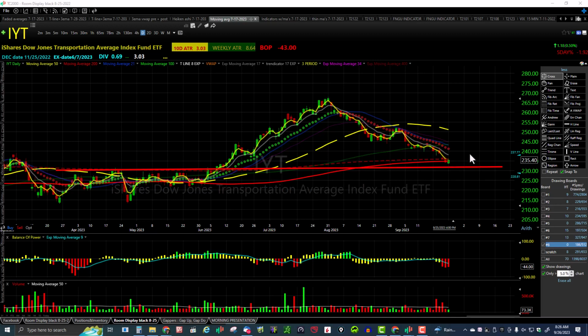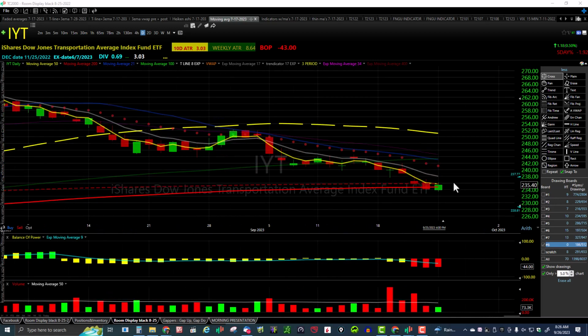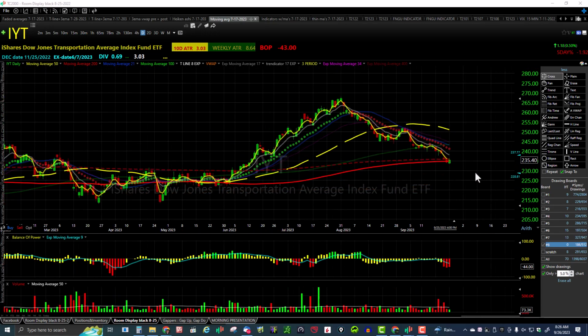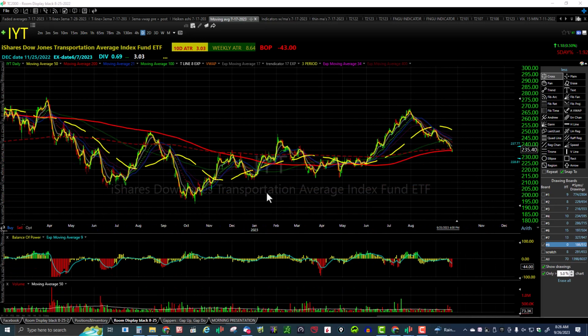But IYT transports have been just falling apart since this August high on the 1st of August. So we'll see what they got. And you can see yesterday's price action. We're in a downtrend daily, lower high and lower low right there. All right, so that's our markets.